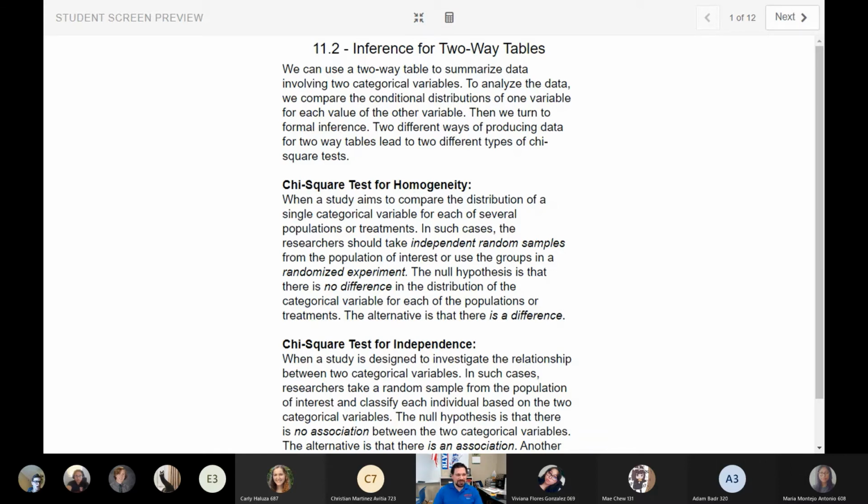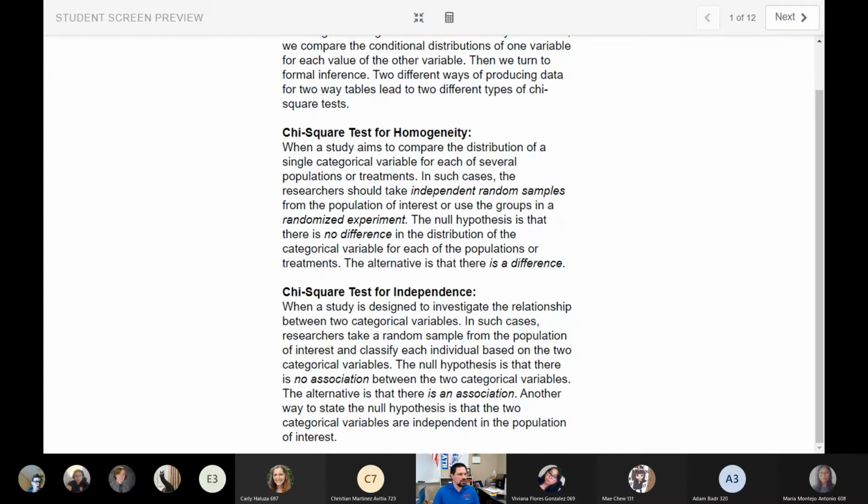For a chi-square test of independence, this is when we have a study that is designed to investigate the relationship between 2 categorical variables. In such cases, researchers take a random sample from the population of interest and classify each individual based on the 2 categorical variables. The null hypothesis is that there is no association between the 2 categorical variables. The alternative is that there is an association. Another way to state the null hypothesis is that the 2 categorical variables are independent in the population of interest. So that's section 11.2 in a nutshell.